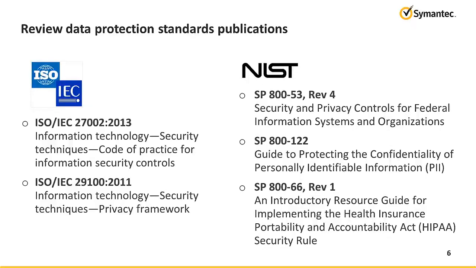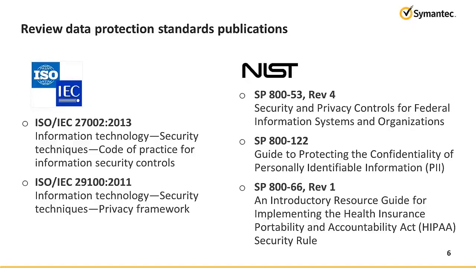The Security and Privacy Controls for Federal Information Systems and Organizations publication provides a catalog of security and privacy controls for federal information systems and organizations, as well as a process for selecting controls to protect operations, assets, individuals of organizations, and the nation from threats such as hostile cyber attacks, natural disasters, structural failures, and human errors.